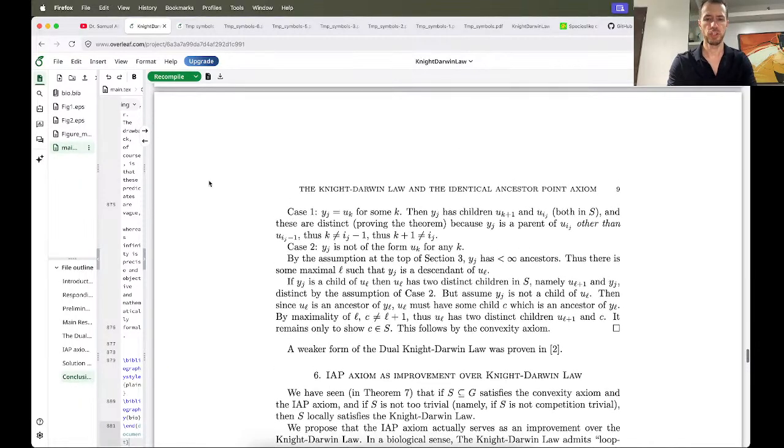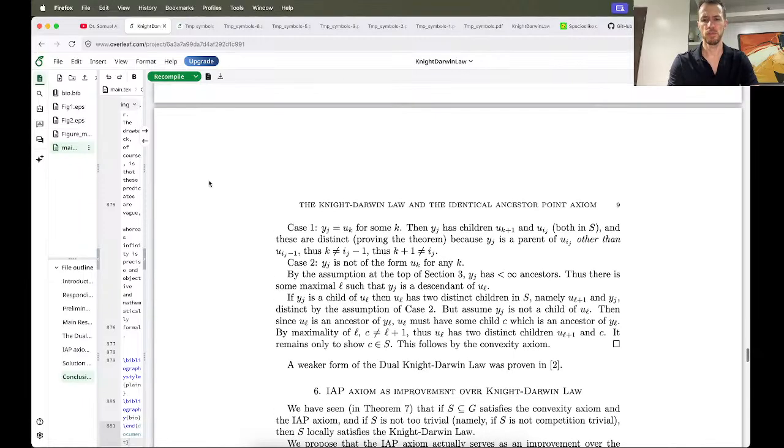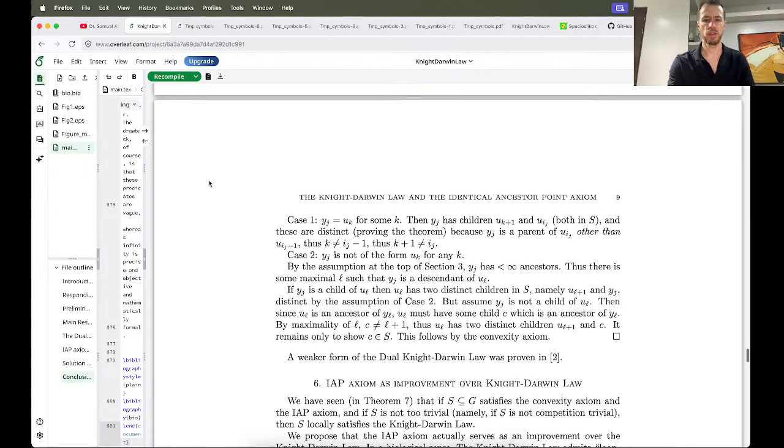Case 1, Yj equals Uk for some k. Then Yj has children Uk plus 1 and Uij, both in S, and these are distinct, proving the theorem, because Yj is a parent of Uij other than Uij minus 1, thus k is not equal to ij minus 1, thus k plus 1 is not equal to ij. Case 2, Yj is not of the form Uk for any k. By the assumption at the top of section 3, Yj has less than infinitely many ancestors. Thus there is some maximal l such that Yj is a descendant of Ul.